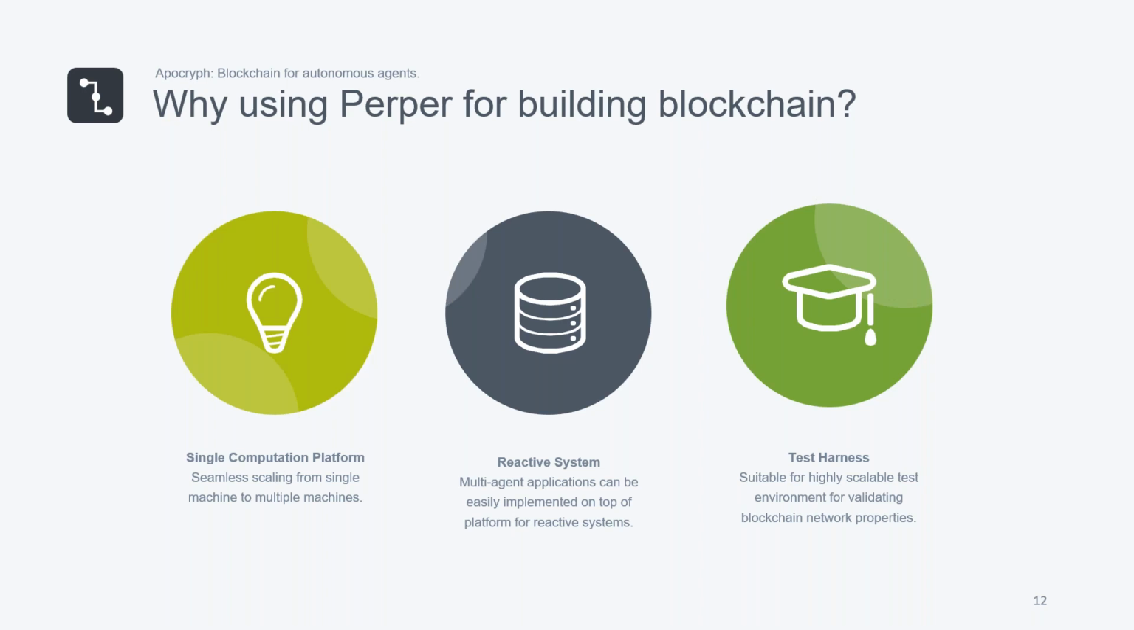It can also be used for building reactive systems. In essence, every blockchain can be viewed as a reactive system, because it's a message-driven system, and more specifically it can be viewed as a multi-agent system. For Apocryph, the applications that we envision to be built on top of it are also multi-agent applications. And the third, very important thing is that we can use the same technology we use for building the blockchain to create a huge simulation environment where we can validate all of the theoretical properties of our consensus, and be sure that it's consistent and secure.